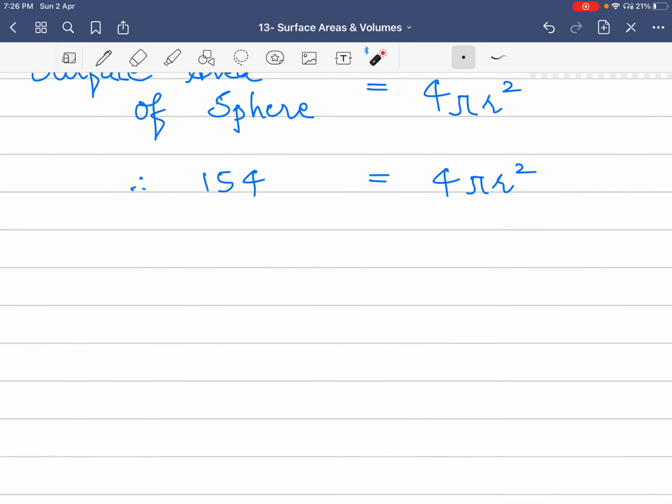So now let's focus on this. Therefore, 154 is equal to 4 into, let's use pi as 22 by 7, into r square. As you might have to observe a bit, it's not very obvious, but this is divisible by 11, and this is divisible by 11. So let's do it. 11 into 2 is 22, 11 into 1 is 11, and 11 into 14 is 154. Now let's continue further. 2 and this will be 7. 2 into 7 is 14.